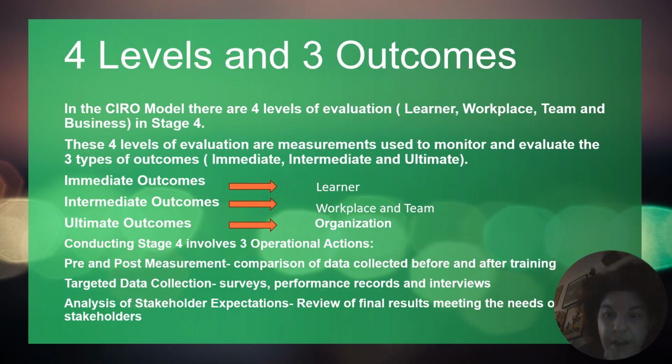What was learned during the training? What happened before the learner walked out of the training? Did they retain and gain any new knowledge or skills? Intermediate outcomes focus on the workplace and the team as a whole during the training. Ultimate outcomes focus on the organization itself. What improved? What results resulted from the training? Was it effective? Conducting stage 4 involves 3 operational actions: pre and post measurement, targeted data collection, and analysis of stakeholder expectations.